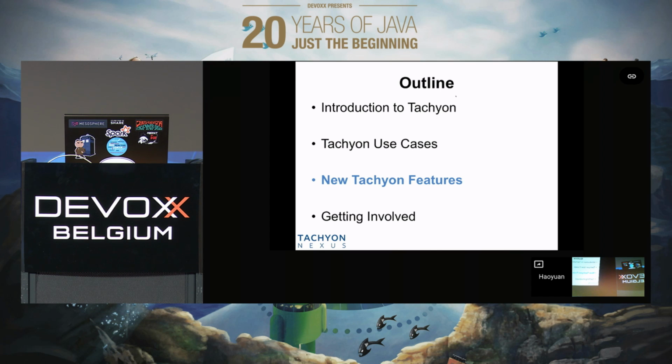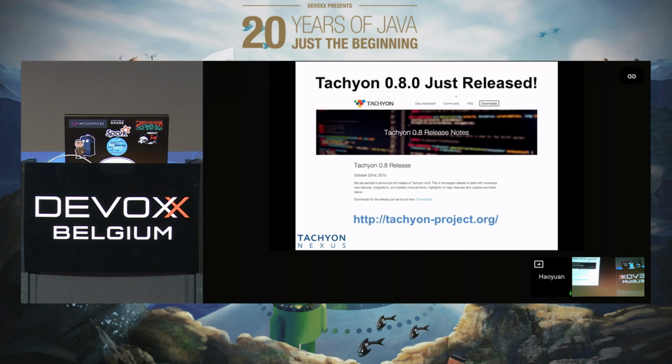In the next section, I'm going to talk about the new features in Tachyon which we developed. We just announced the Tachyon 0.8 release on October 22nd. We have a much longer release note describing the features, but now I'm going to briefly talk about several of them. Also, we have maintenance releases 0.8.1 and 0.8.2 recently as well. You can check them out.